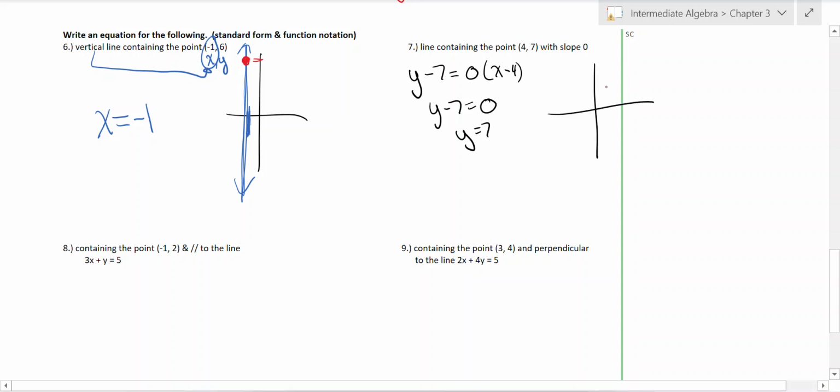If we know the point is 4, 7, that's up here, and with a slope of 0, this means it's a horizontal line. Horizontal line goes like this. That's a y line, so y equals, and the height is 7. So again, that y coordinate is going to give you that horizontal line.